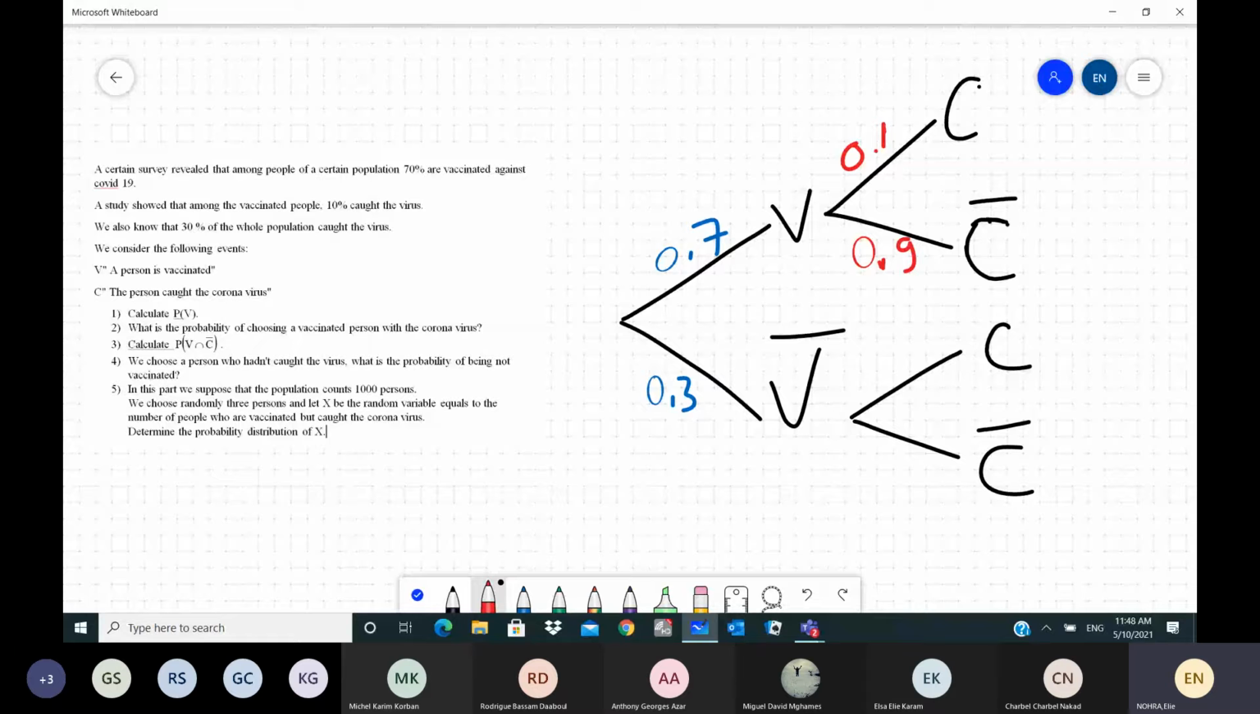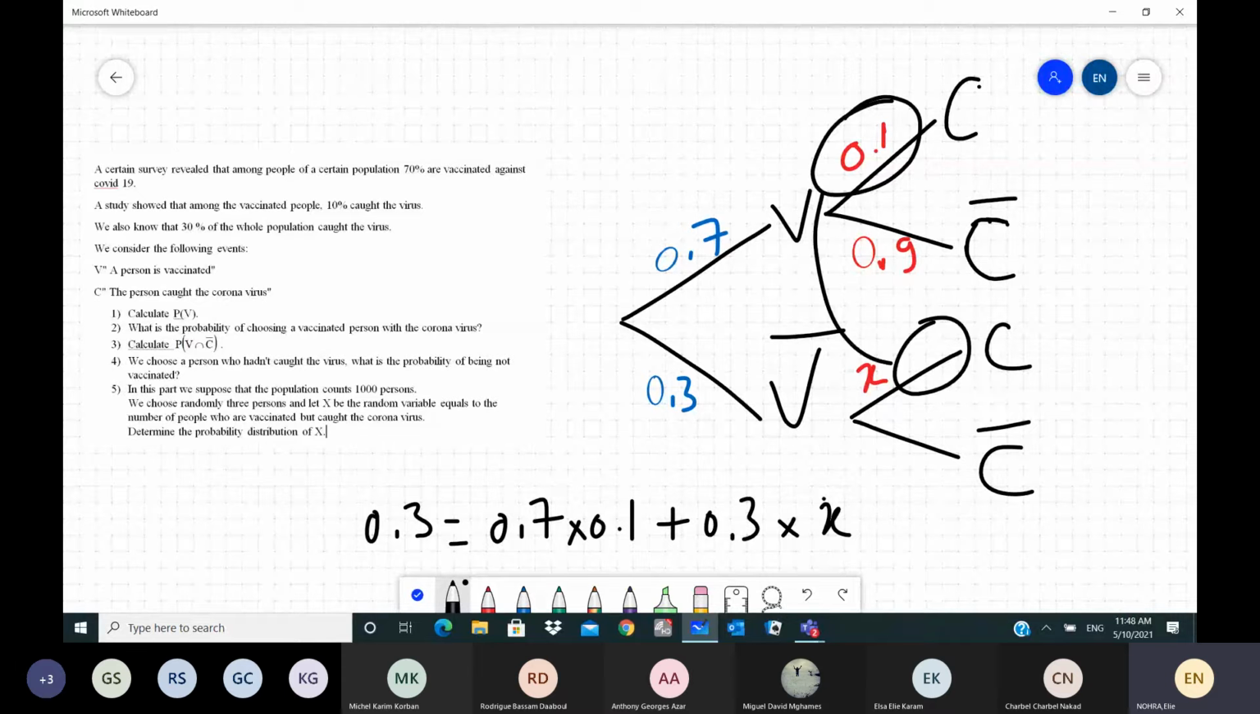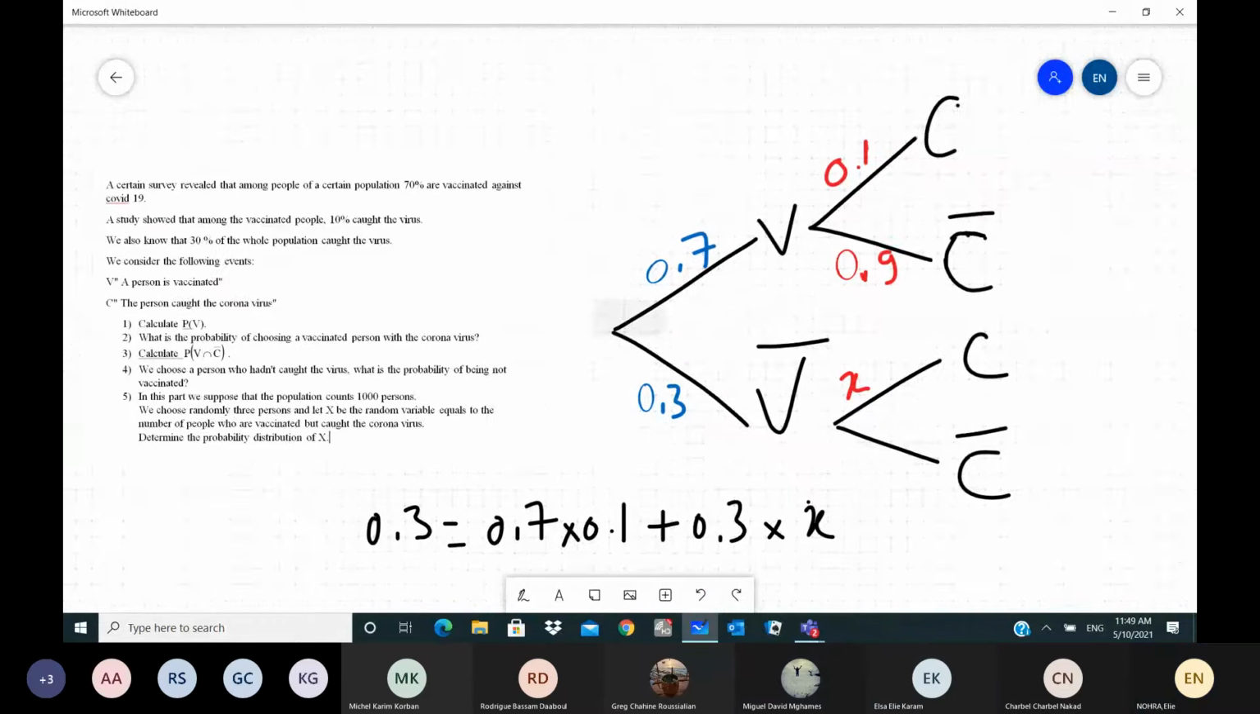You have X here. Now the 30% they mentioned is equal to 0.7 times 0.1 plus 0.3 times X. So this 30%, guys, pay attention: because this branch is 0.1 doesn't mean here you have 0.2. It's very wrong. Understood? Understood, sir.